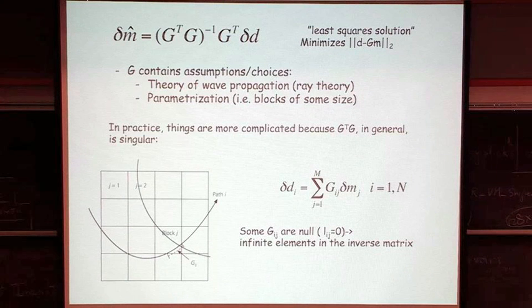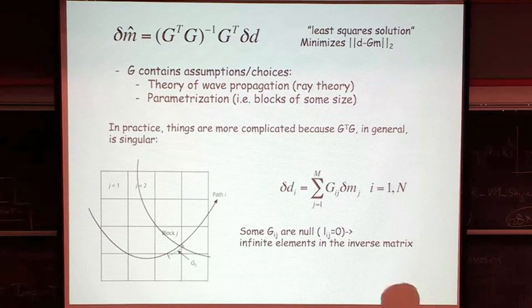And why is this matrix singular? Because if you have ray paths, some blocks may never be reached. So if a block is not reached, the length of the path in that block for that ray is going to be 0, right? And so you're going to have 0 elements in this matrix, and when you square it, you're going to have a problem. You basically can't resolve anything in these blocks. So you can put any structure, and that's going to be fine for this.